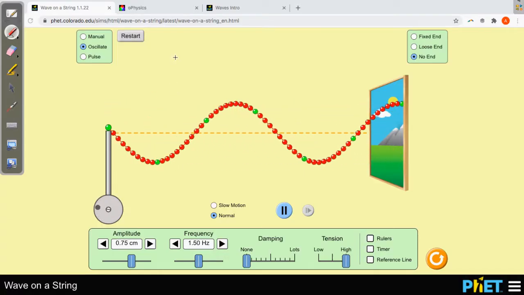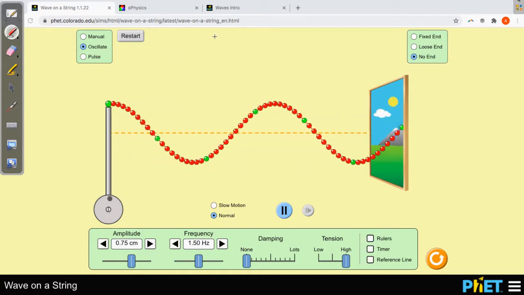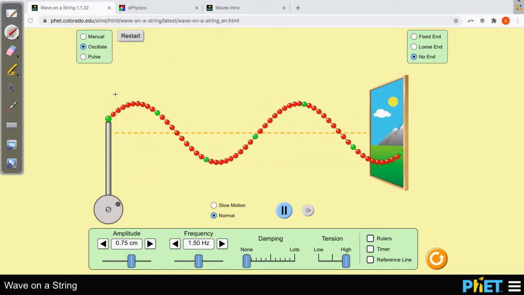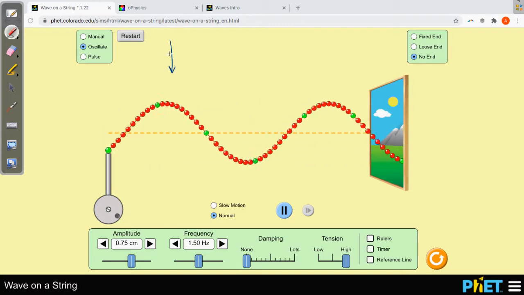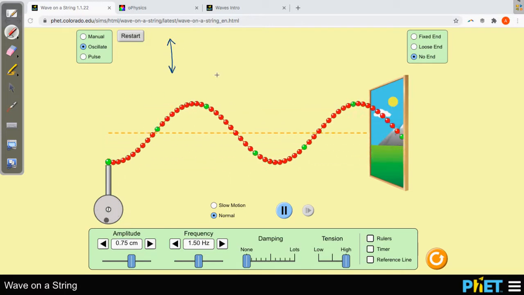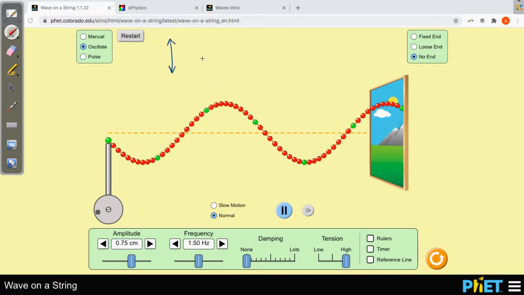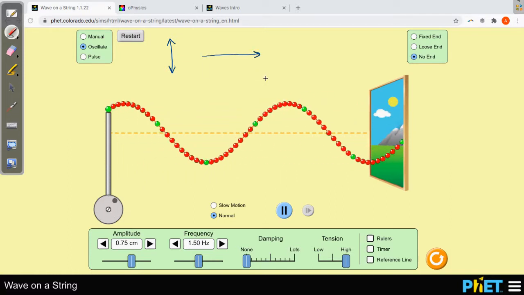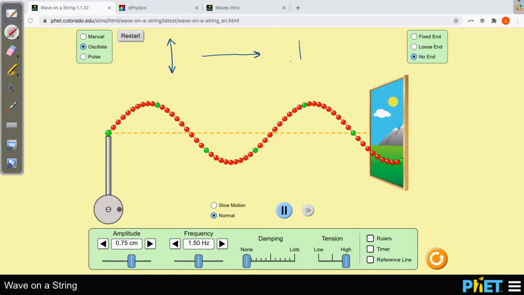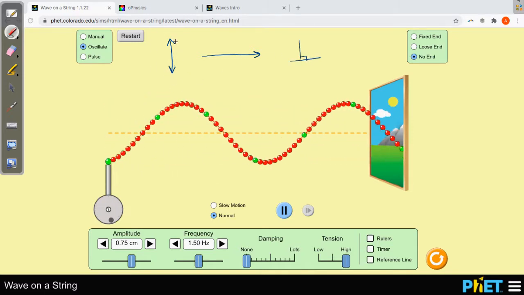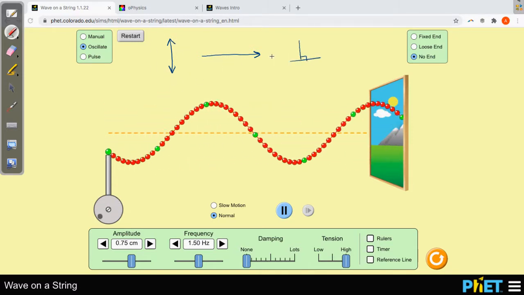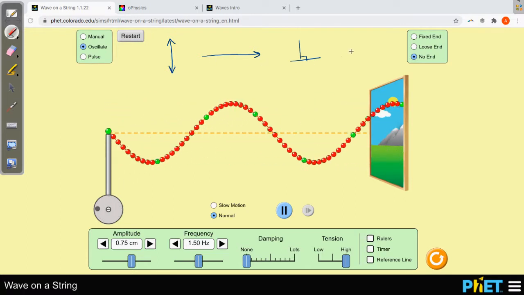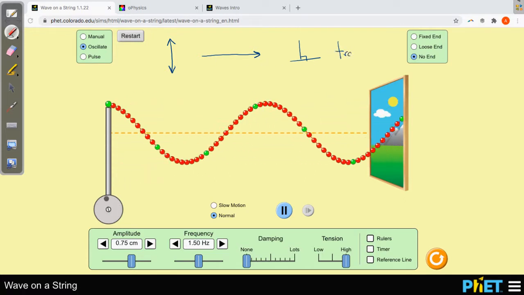First, this is the simulation that we looked at in the previous lesson, and here's the URL at the top. We see a source oscillating up and down, and it's setting all the particles in the string oscillating up and down as well. But if you watch a crest or a trough, you can see that the wave itself and the energy that it's carrying is propagating to the right out the window. So we have this perpendicular arrangement between the oscillation of the particles and the propagation of the wave. And this is characteristic of a transverse wave.